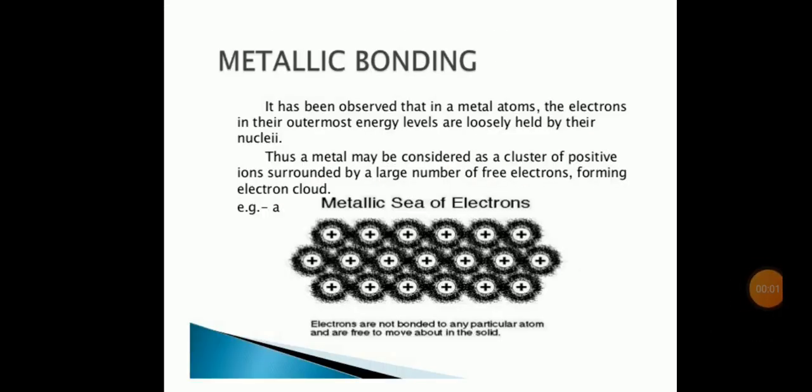We will now discuss metallic bonds. Metallic bonding is a type of chemical bonding that arises from the electrostatic attractive force between conducting electrons and positively charged metal ions. It may be described as the sharing of free electrons among a structure of positively charged ions.